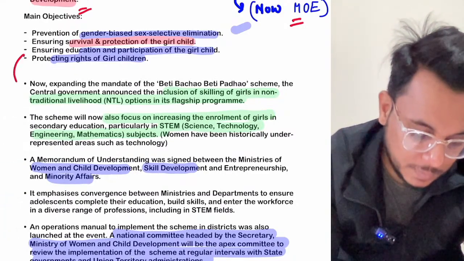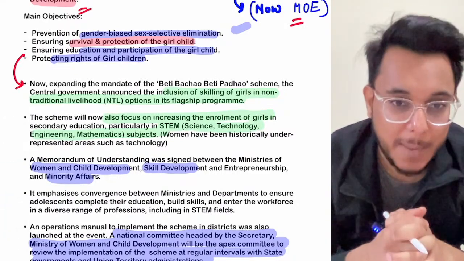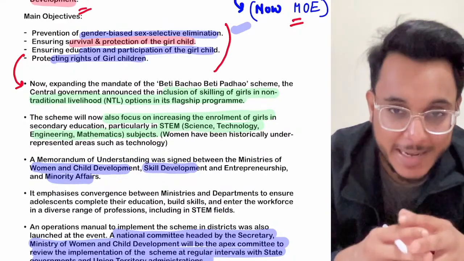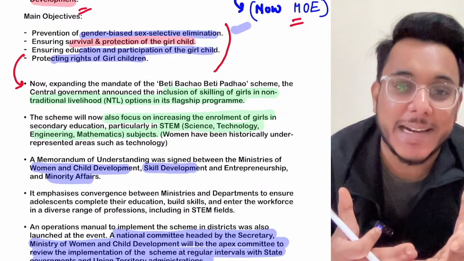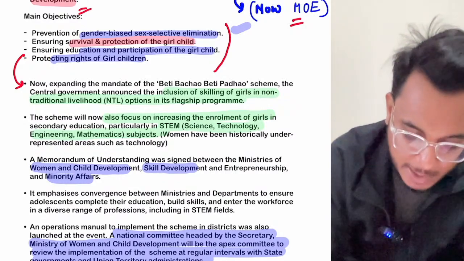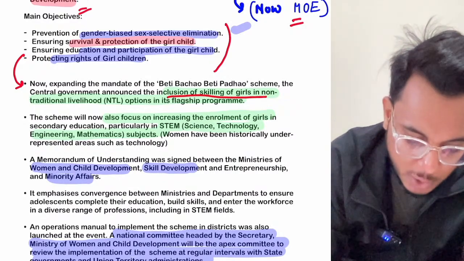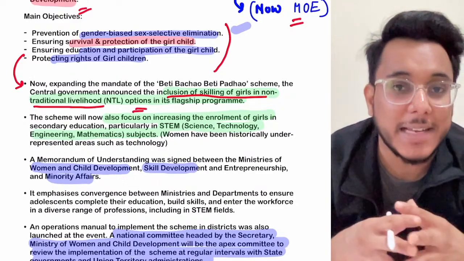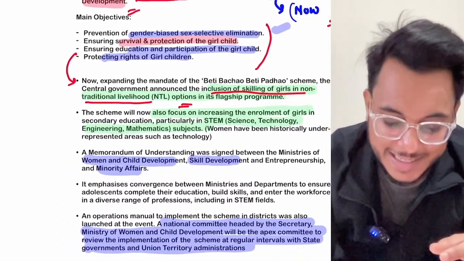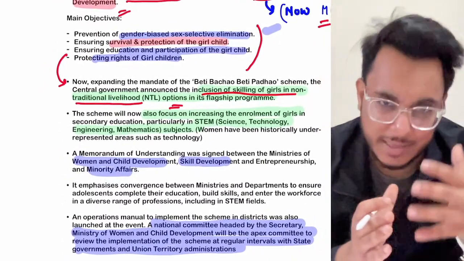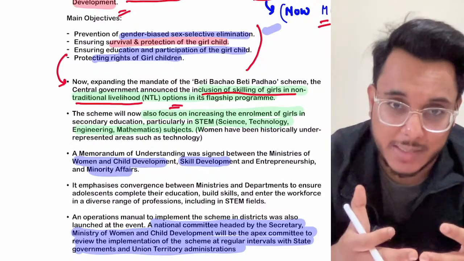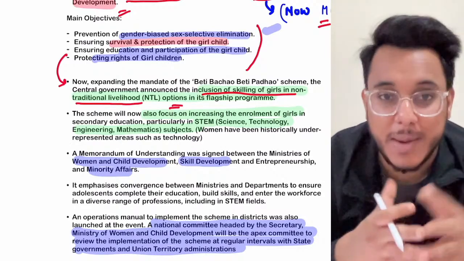Okay, now what has presently happened? So basically under the objective of the Beti Bachao, the mandate of the Beti Bachao, some new mandates have been added. Number one, inclusion of the skilling of girls in non-traditional livelihood options. Okay, now what are the non-traditional livelihoods? Okay, basically guys, the traditional livelihoods are, for example, a girl could be taught a skill, and by that particular skill she can make a living.